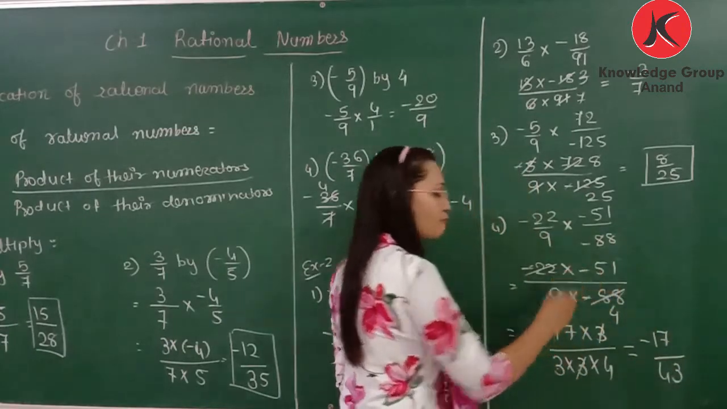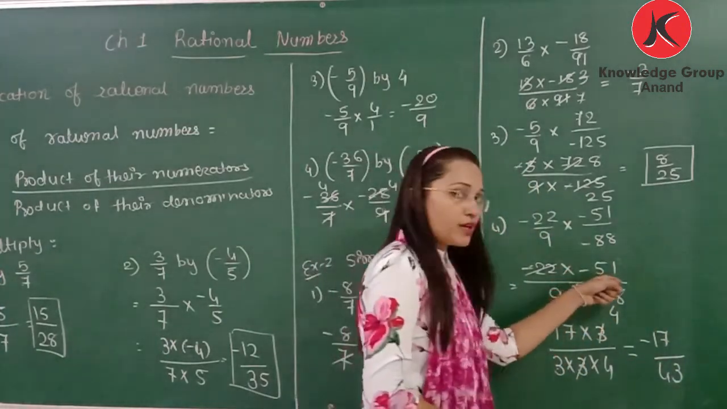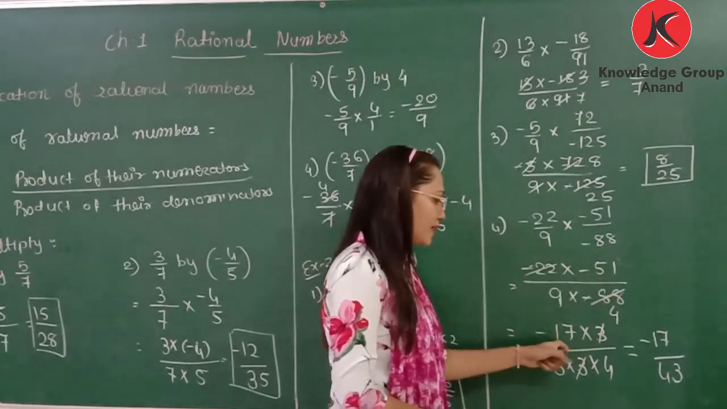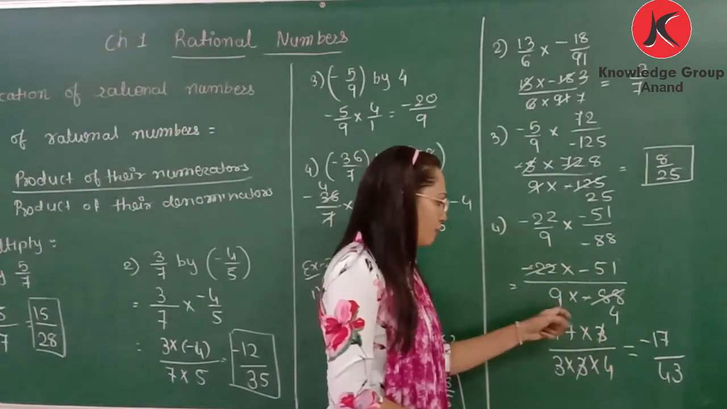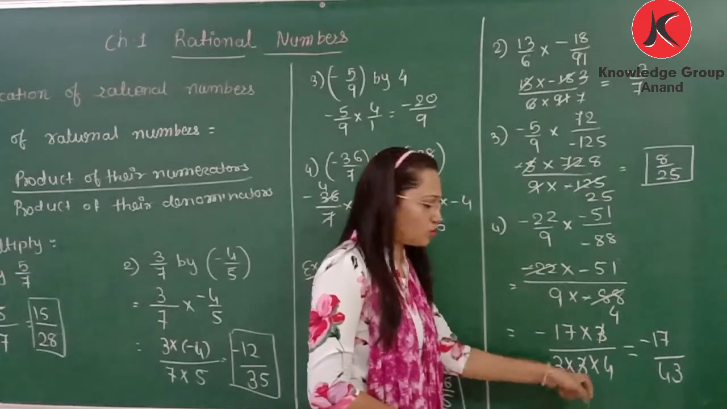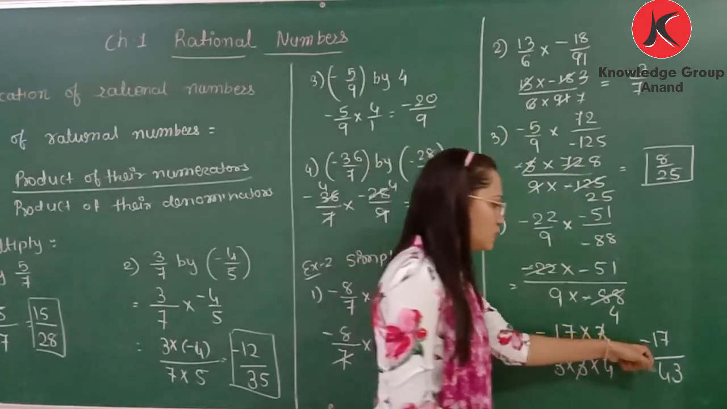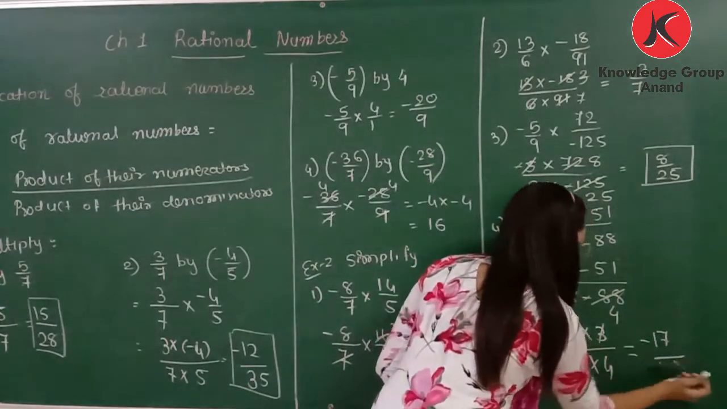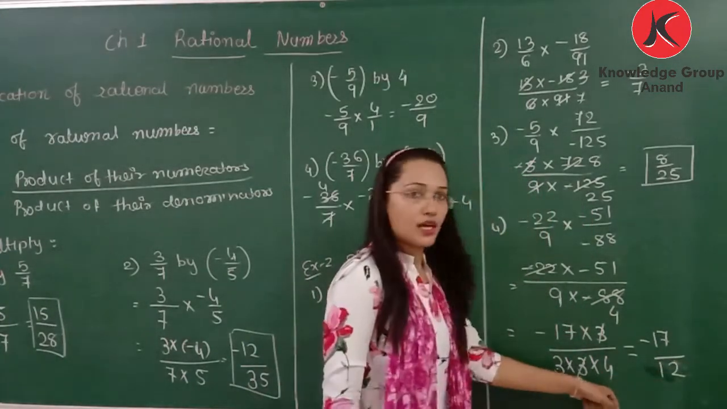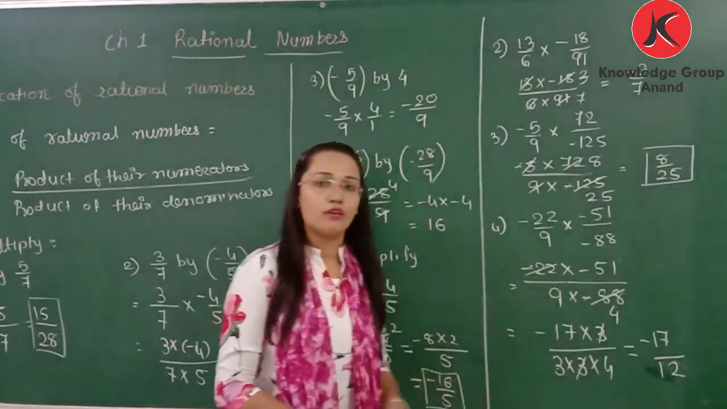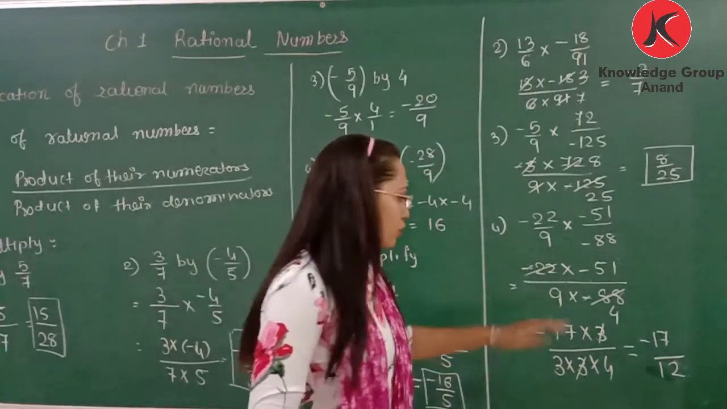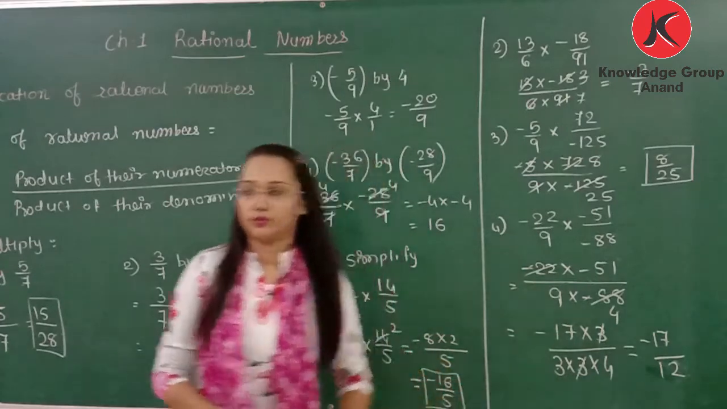Here we have a common factor between 51 and 9, that is 3. So we can factorize minus 51 as minus 17 threes, and factorize 9 as 3 threes. So 3 will be cancelled out. The answer is minus 17 by 12, since 4 threes are 12. This way you can find the answer if you cut the common factor of numerator and denominator.